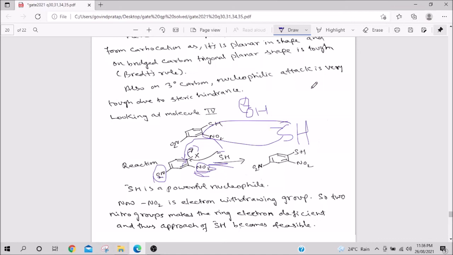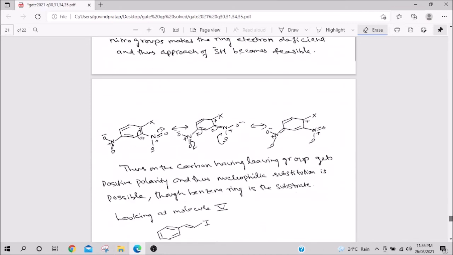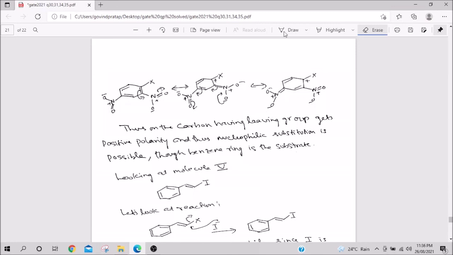it can do the SN2 reaction much faster, and therefore this reaction will definitely happen because two NO2 groups are there. And therefore I have shown all this. Why is NO2 a withdrawing group? You can see here, the double bond on the ring comes onto the nitro, conjugates, and you are getting a positive charge here.